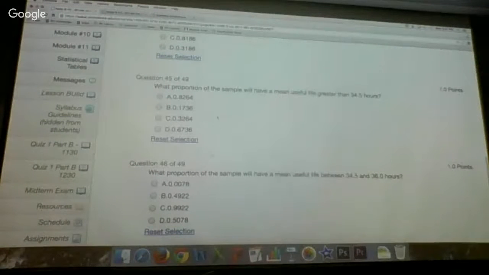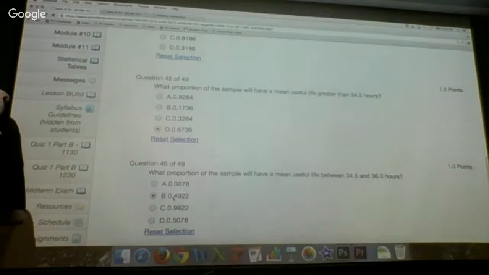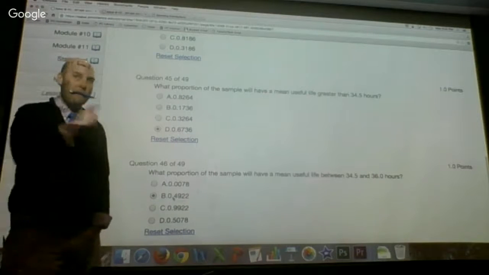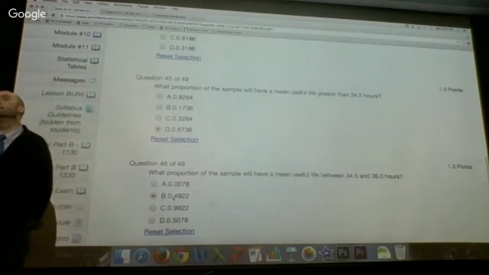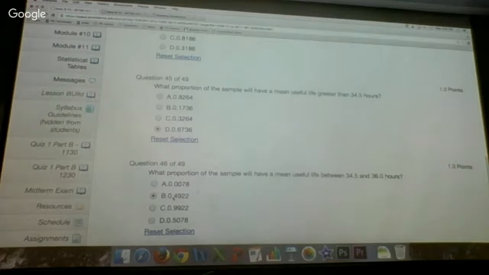Yeah. Greater than 34.5, something around 67%. Between these two, is it going to be 4922 or 5078? It's got to be one of those two. But I think 6 plus 6 is 2. So I'm going to guess it's this one. I'm too lazy to actually carry the 1. It's heavy. It's a big one. It's a heavy one to carry. 46 down. 3 to go. 4 minutes to spare.